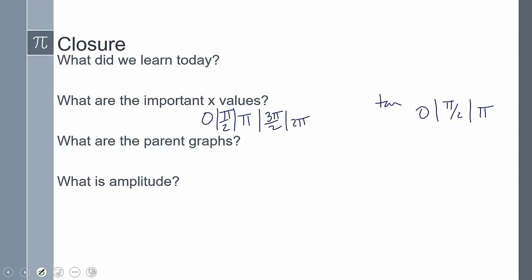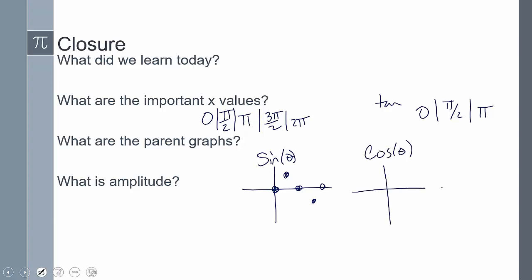The parent graph, sine of theta, starts at the center line with the first important value, then goes up to the amplitude, crosses the center line, goes below, goes back. Cosine starts at the amplitude, crosses the center line, goes below, crosses the center line, and goes back. So this is for one cycle.